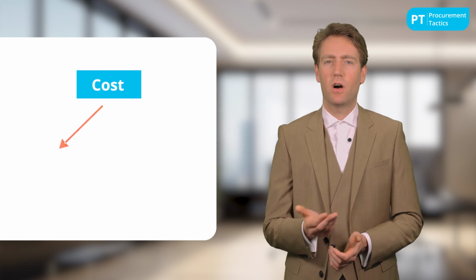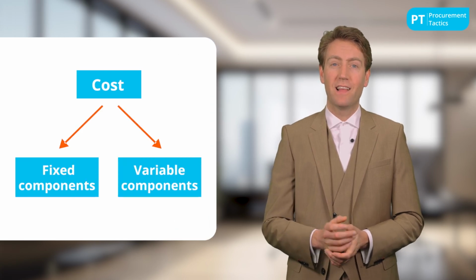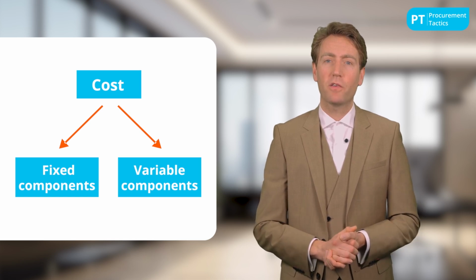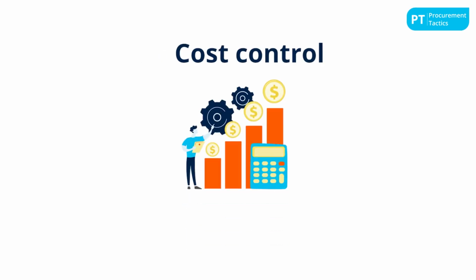First of all, why should we analyze the findings from mapping and breaking down the cost? By breaking down costs into fixed and variable components and comparing them against industry standards, you can determine which parts of your value chain are most expensive. Additionally, it provides cost control.